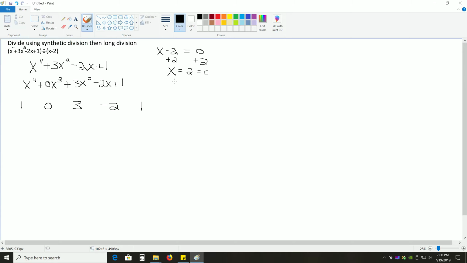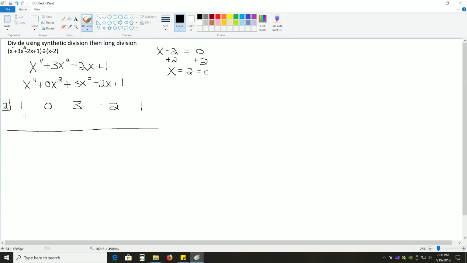I'll even put a little c here to note that. And c always goes on the outside of the synthetic division. So we have 2 for our c value, and we show a little mark, half a box, to show that it is separated from these other coefficients. And now we can begin synthetic division.